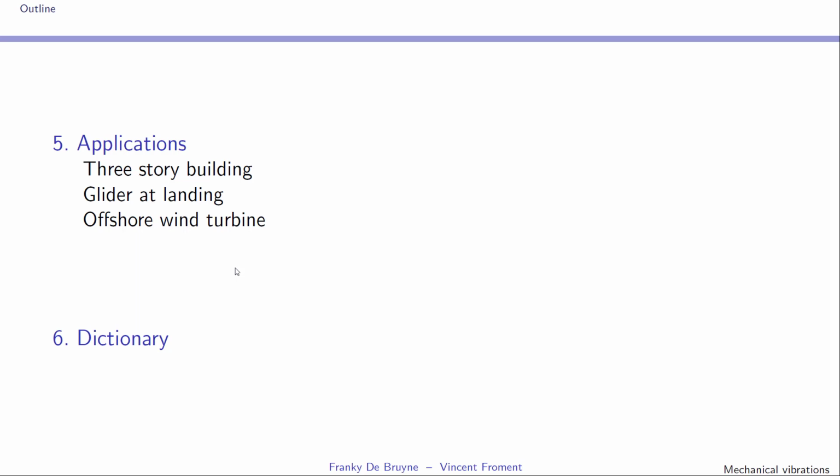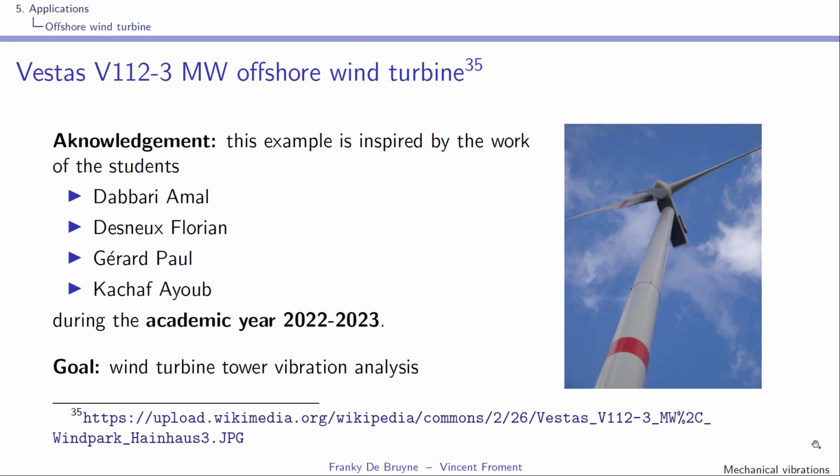Today I will present a new application example that will be part of next year's course. And the example is the vibration analysis of an offshore wind turbine. Each year, students following the course are asked as an assignment to illustrate the course on a mechanical system of their choice. In this video, I will present the results of such an assignment as a good practice example for the coming years.